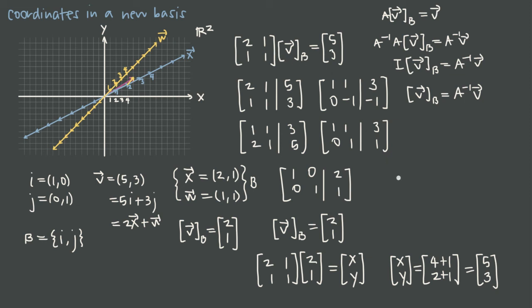Well, to find the inverse, I could go ahead and augment that with the identity matrix. So we'll say 2, 1, 1, 1. We'll augment it with 1, 0, 0, 1. And now I need to get the left-hand side in reduced row echelon form. So let's switch the rows. We'll say 1, 1, 0, 1, and then 2, 1, 1, 0.